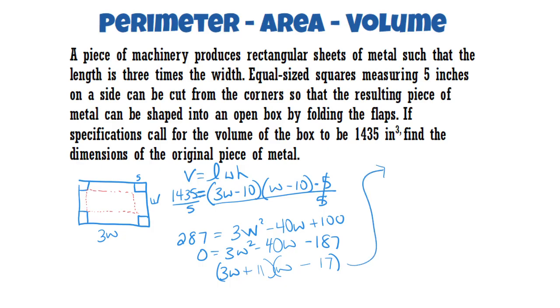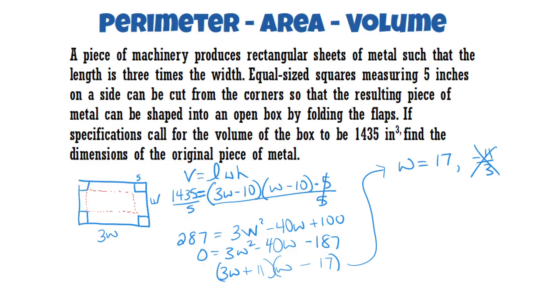Let's look at what we end up with for solutions. I have W is going to be equal to 17 or to negative 11 thirds. Now, if we were just doing algebra, that would be just fine. But this is an actual application. Does it make any sense whatsoever to let your width here be a negative number? No way. Cross that guy out. So I know that my width is 17.